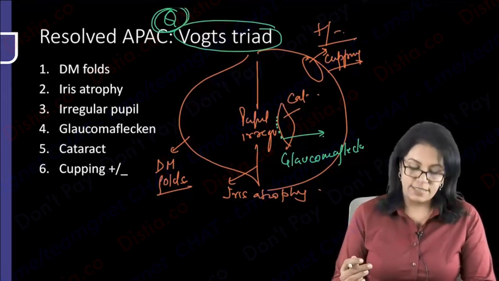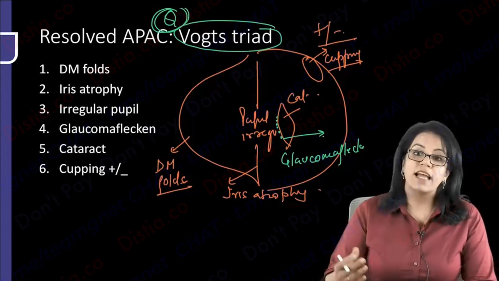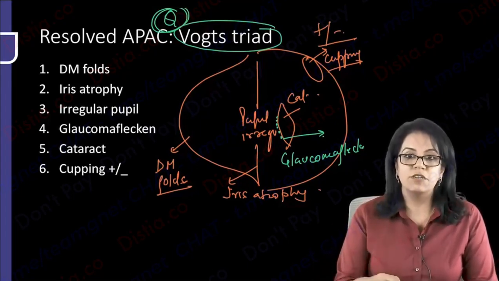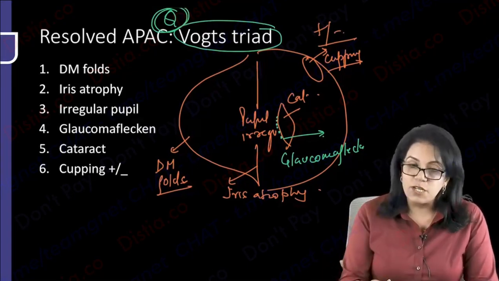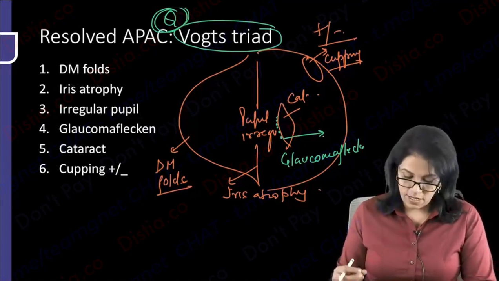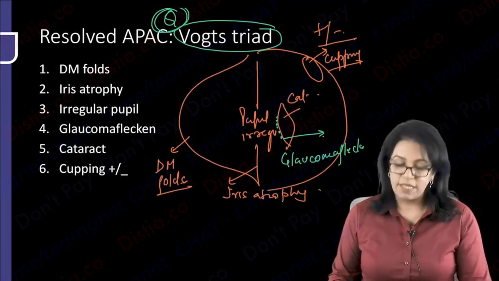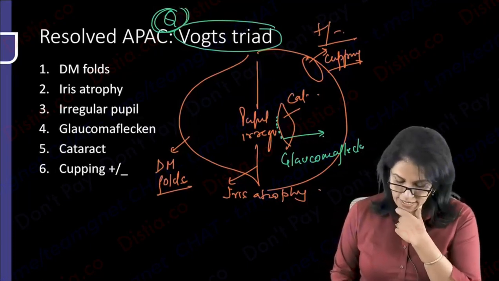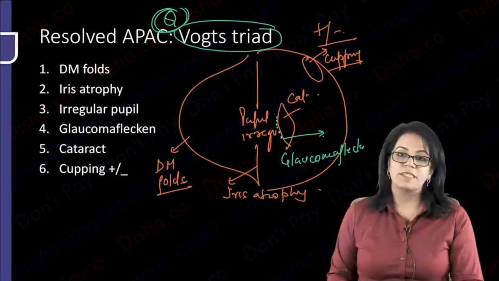And why are you getting the DM folds? DM folds are because again the pressure was very high, there was corneal edema, and now what has happened? Suddenly when you give initial treatment with IV acetazolamide or IV mannitol, the pressure drops down, that leads to Descemet's folds. Okay, so this is the cause of Descemet's folds. Glaucomflecken, I think I told you, is epithelial cell infarct. Yes, and we can definitely get cataract, and cupping can be present or not.